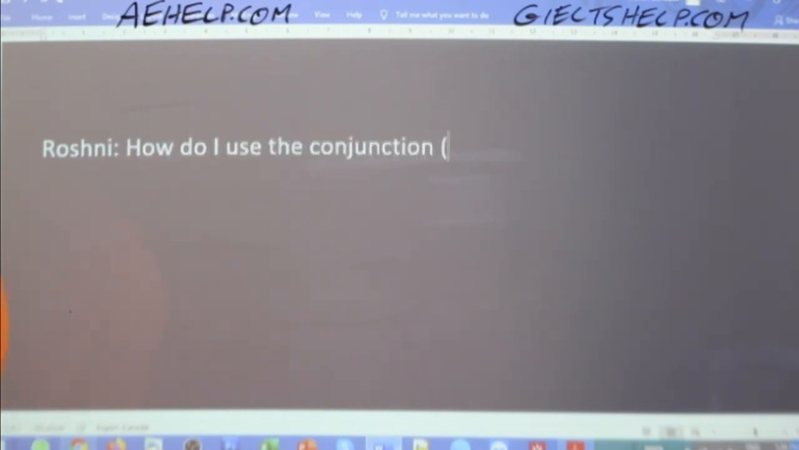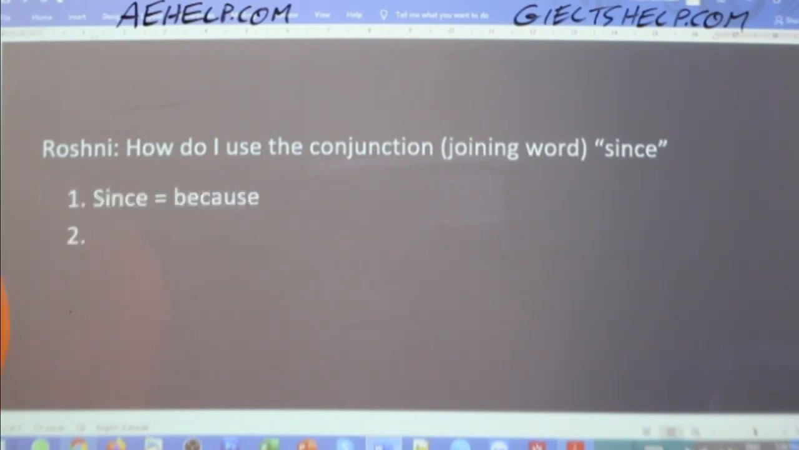Conjunction means a joining word, for those of you who don't know. The conjunction since. Well, there's two definitions. Number one, since equals because. And number two, since equals from a given time.